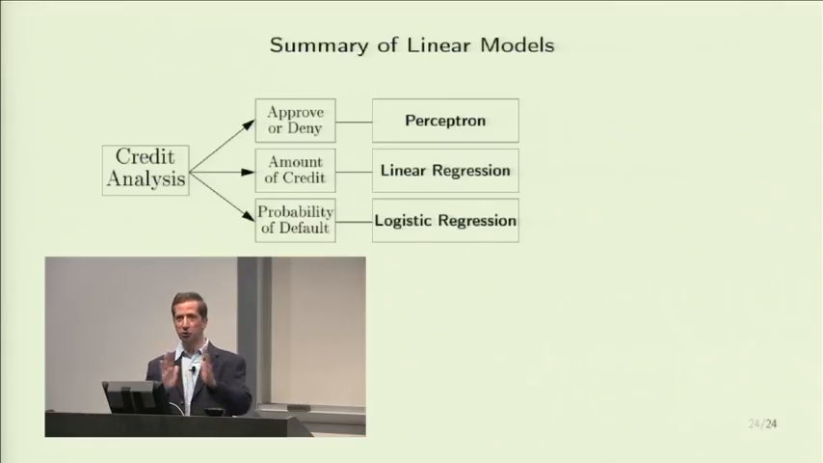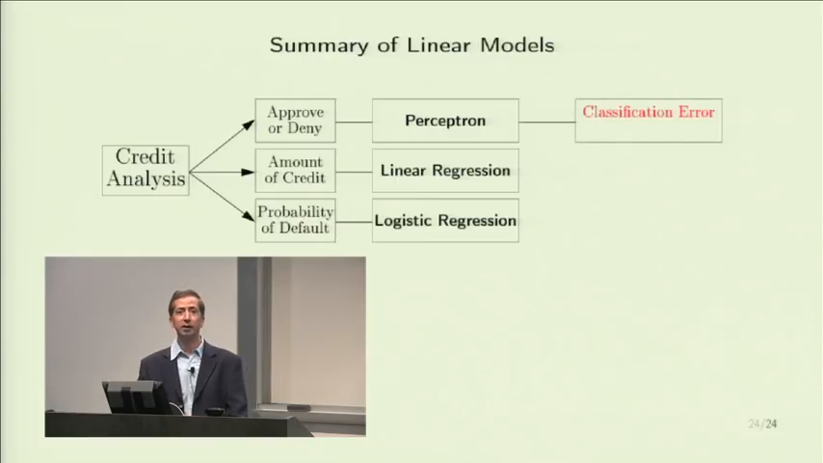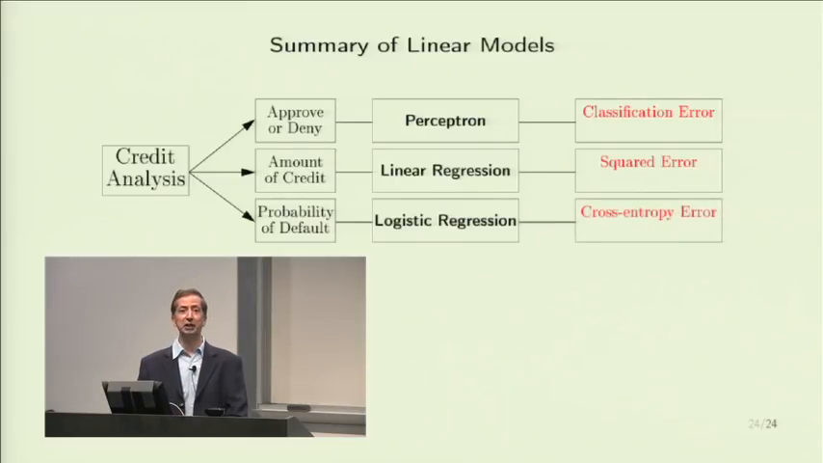Let's look from the tools point of view. They had different error measures. The perceptron had the binary classification error, right? Linear regression has squared error. And finally, logistic regression had cross entropy error. Different errors that had different plausibility motivations to them, and we tackled all three of them.